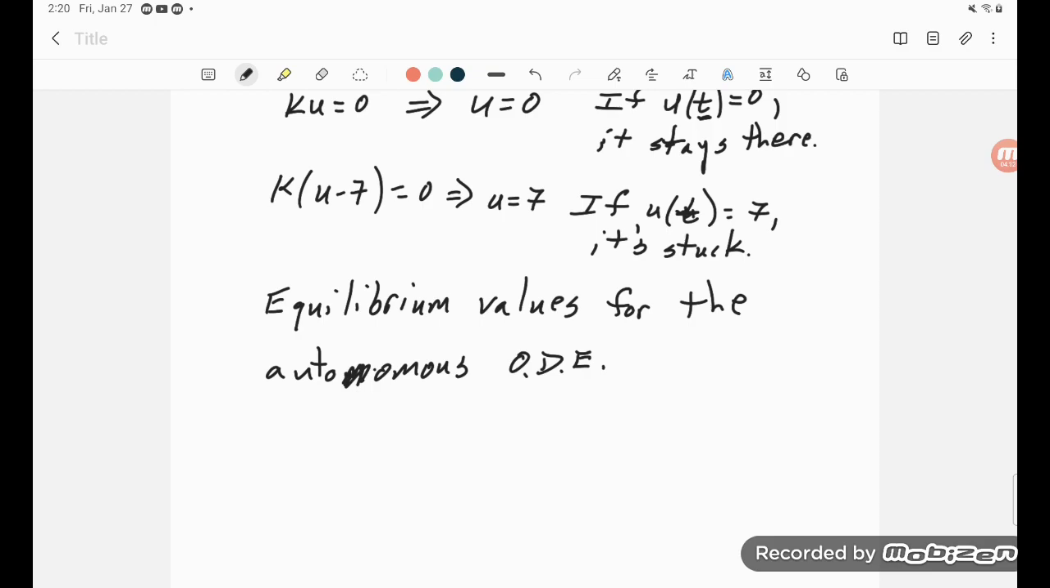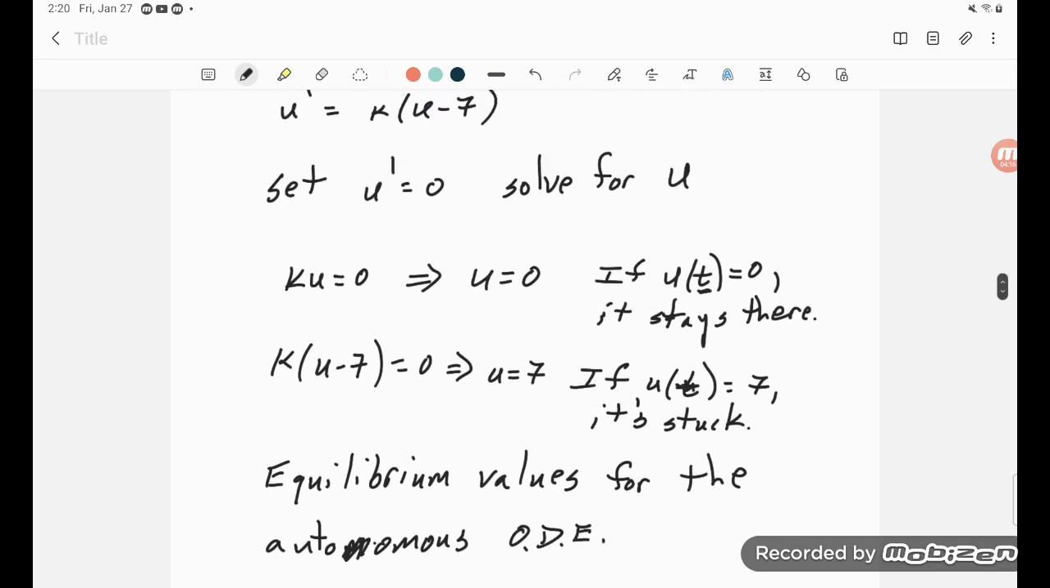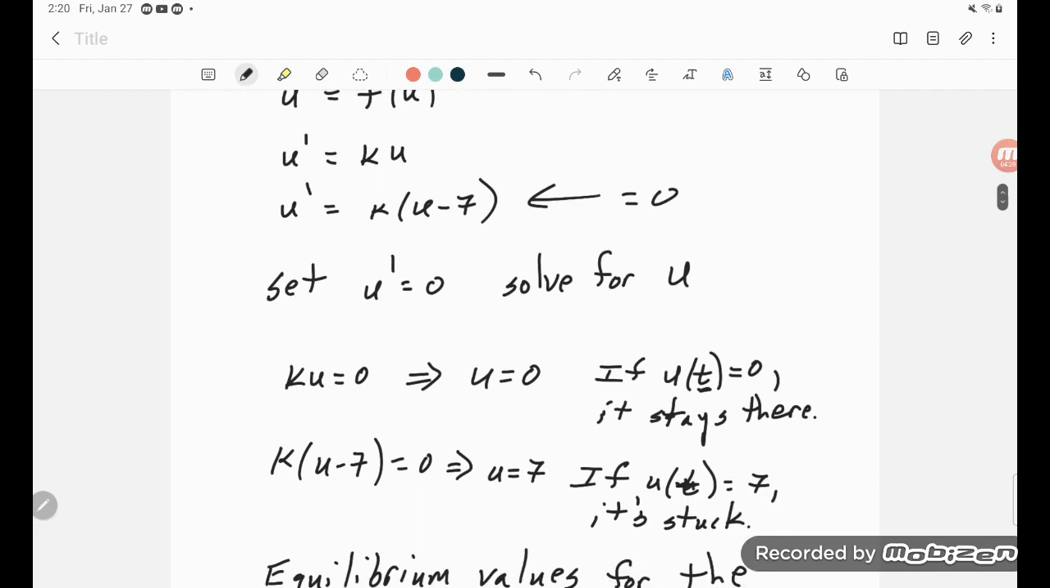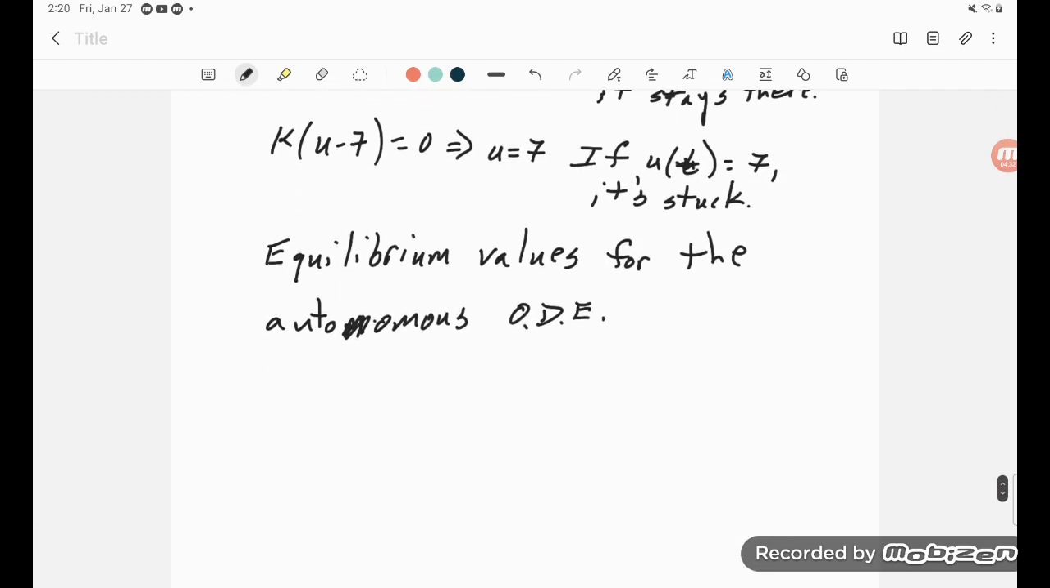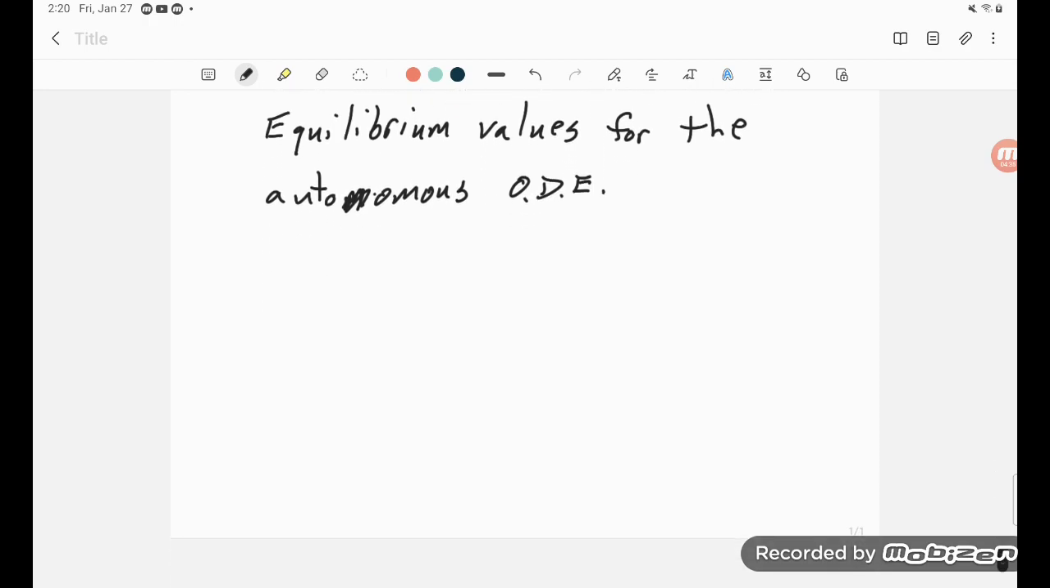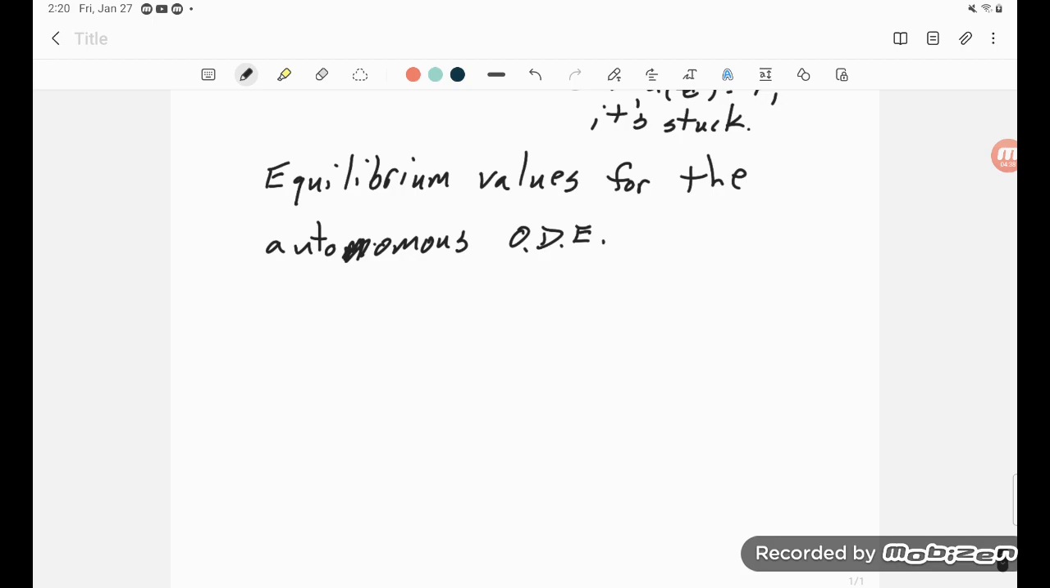But that's all there is to it. Essentially it comes down to an algebra problem, because you're given this, we set it equal to 0, and we solve for u, or whatever the variable happens to be, to determine these values of equilibrium. And of course, we could have more than one equilibrium value, right?